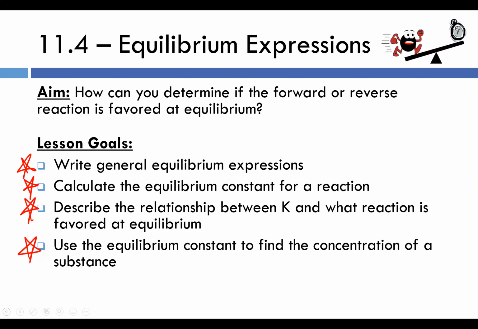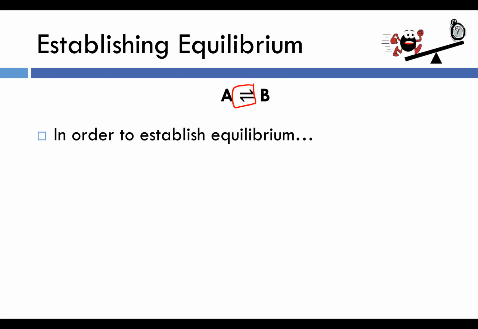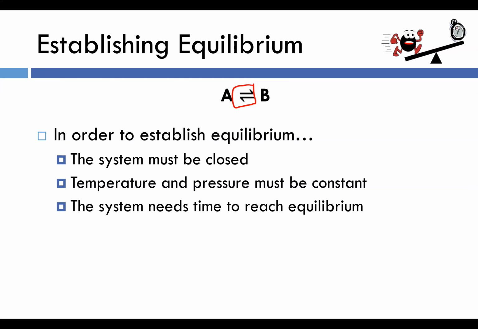Let's get started. Before we dive into any new material, we know that we're going to be looking at reversible reactions, reversible systems. Please keep in mind that arrow does not mean at equilibrium. It simply means that this process is reversible. In order to establish equilibrium, we have to make sure the system is closed so nothing can get in or out. We want to make sure that temperature and pressure are held constant. If we are playing around with those conditions, we're going to move equilibrium. And the system just needs time to reach equilibrium.